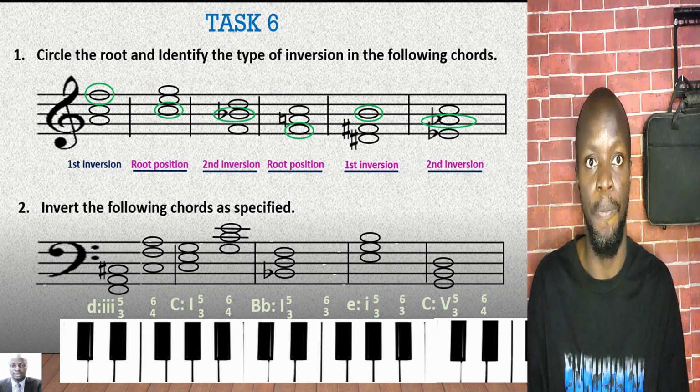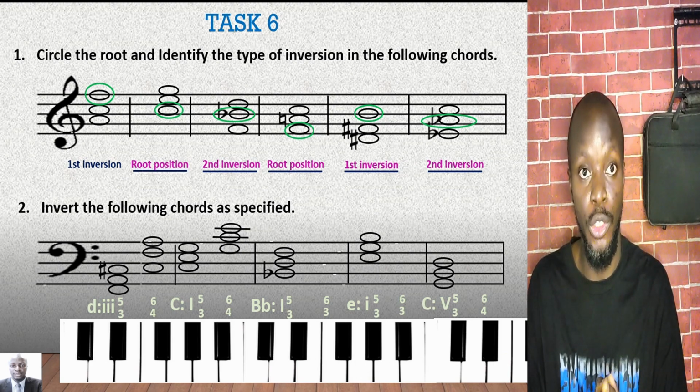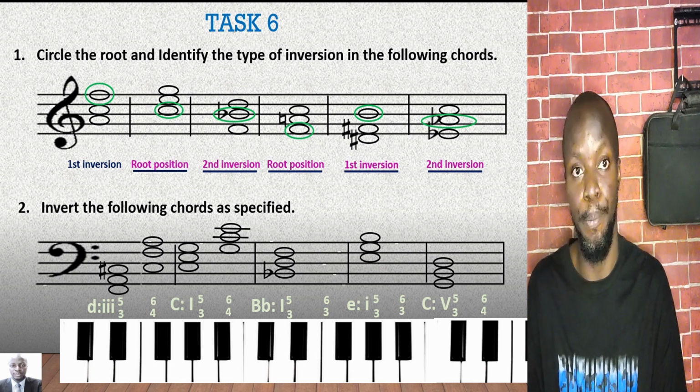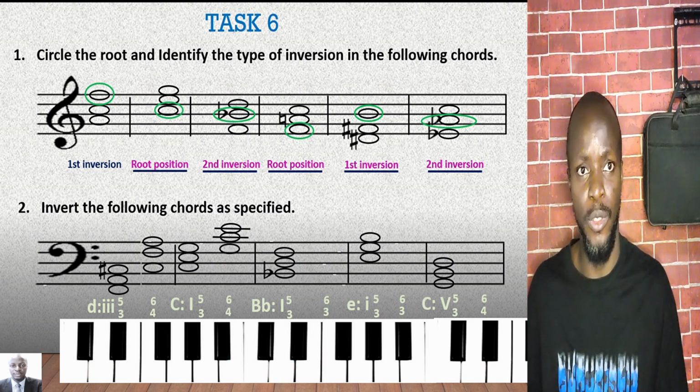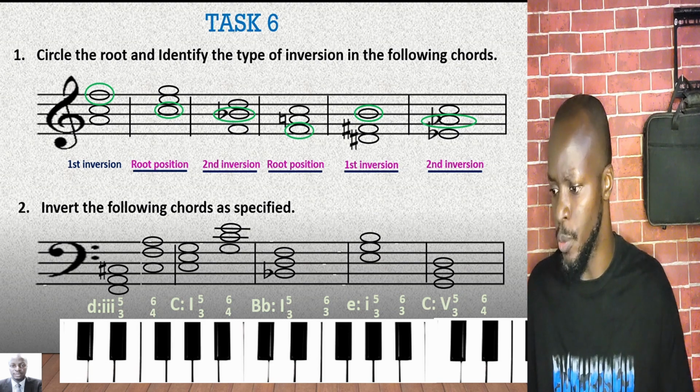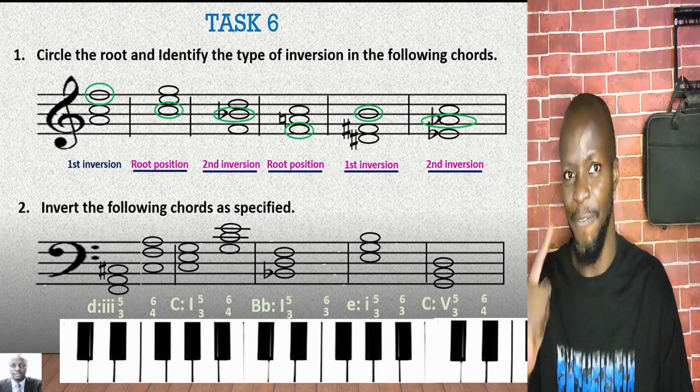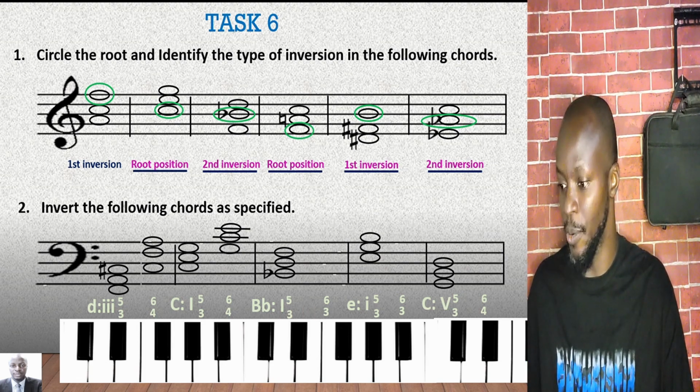The next one says the root position of chord 1 in B flat major. Of course, it's B flat, D, and F, right? And like we have here, we're changing it to 6/3 chord. That's the first inversion, and of course it goes this way.